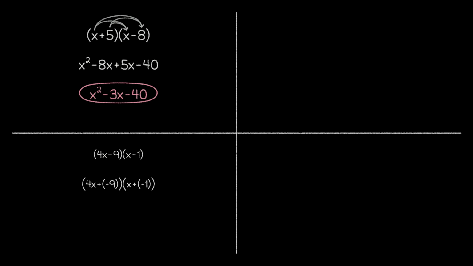Since our operations within each factor are addition, we can use addition between every pair of terms in our result. This gets us 4x squared plus 4x times negative 1, which is negative 4x. Then we do negative 9 times x and add that result in. Finally, we do negative 9 times negative 1, which is positive 9, and we add that onto our result as well. At this point, we can reinterpret some of these signs.